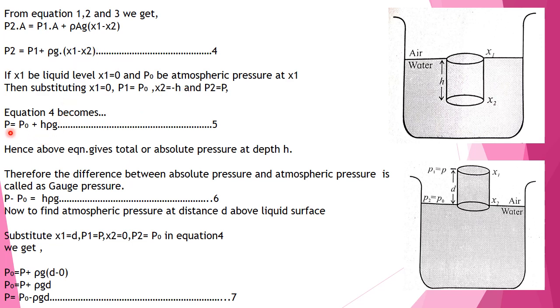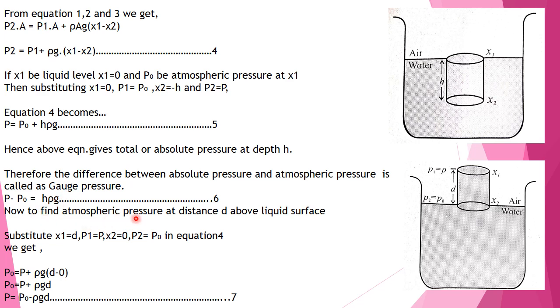Therefore, the equation becomes P is equal to P0 plus h rho g, equation number 5. Equation 5 gives the total or the absolute pressure at the depth h below the liquid surface. Next, the difference between the absolute pressure and the atmospheric pressure is called the gauge pressure, which is given by h rho g.